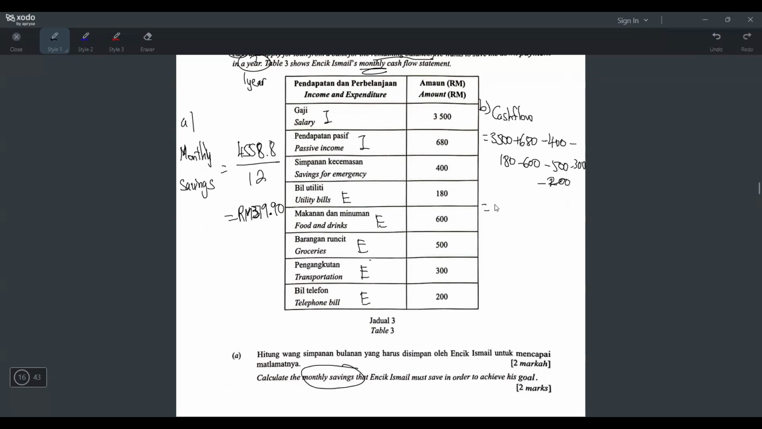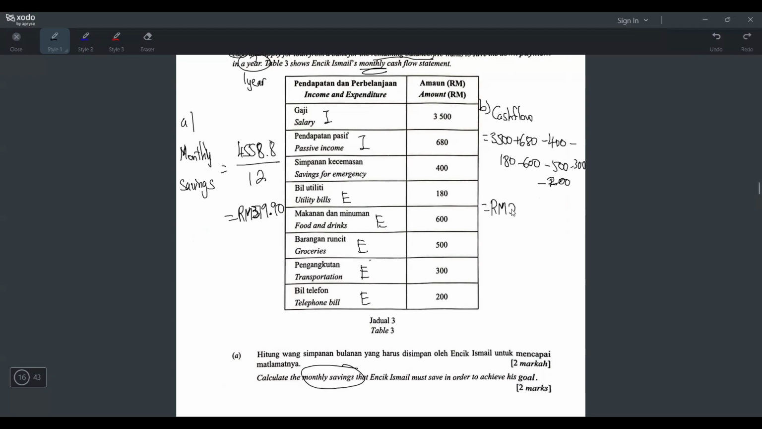Okay, okay. So you wait for me. I press my calculator now. Let's see what I get. 300 plus 680 minus 400 minus 600. Okay, okay. My calculator give me 2000. Okay, if you all tekan sama-sama, I hope you get the same also.